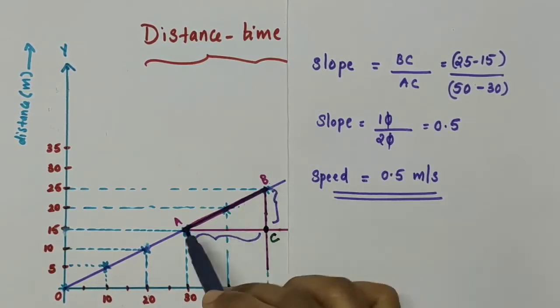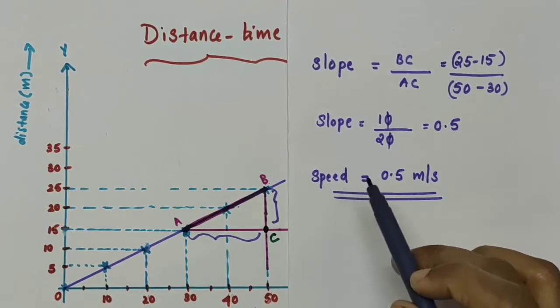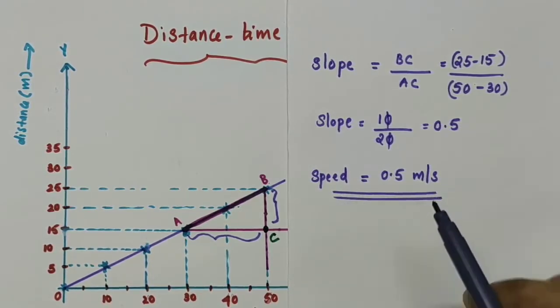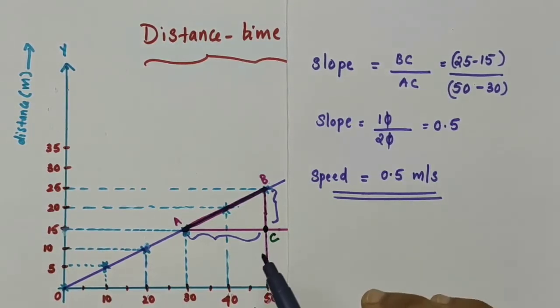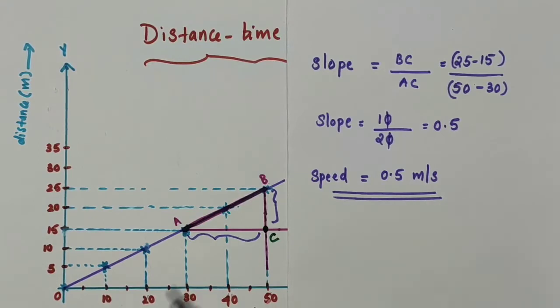So we got the slope of this line AB as 0.5. That slope is actually what? The speed of the object. So speed of the object is equal to 0.5 meter per second. That means the object moves with a speed of 0.5 meter per second throughout its motion.